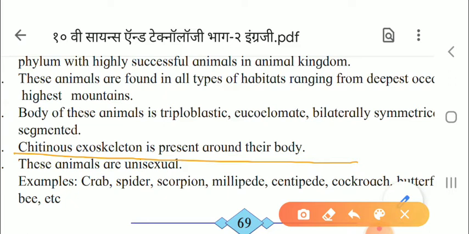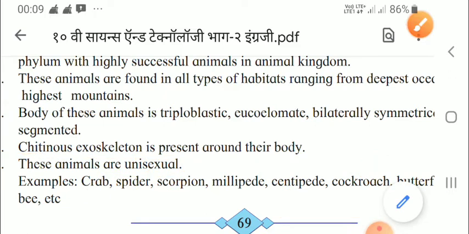These animals are unisexual. Unisexual means they are having one sex, either male or female in one organism. Now, what are the examples, children? Crab, spider, scorpion, millipede, centipede, cockroach, butterfly, bee, etc. These are the examples of this phylum Arthropoda.